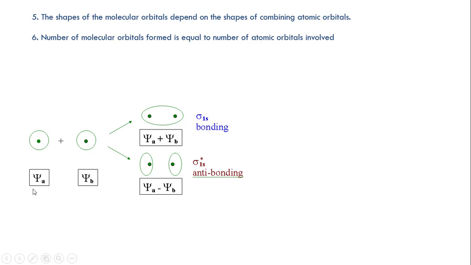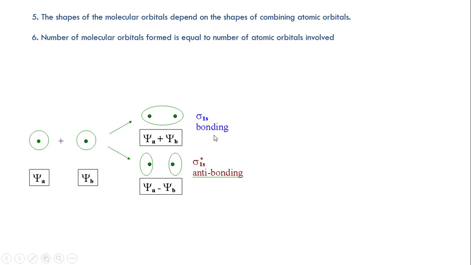Because of the wave nature, we represent this one with psi A and this one with psi B. In a wave, there is a crest and a trough. So when the combination takes place, sometimes they will add and sometimes they will subtract from each other. When they add, they form the bonding molecular orbital, and when they subtract, they form the anti-bonding molecular orbital.